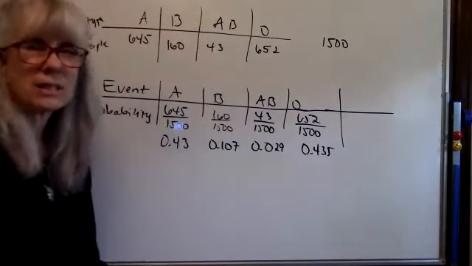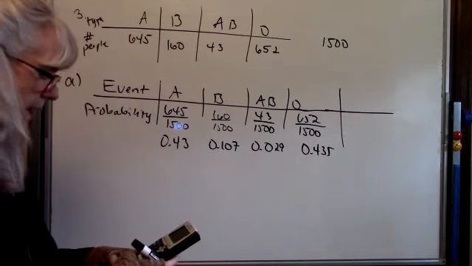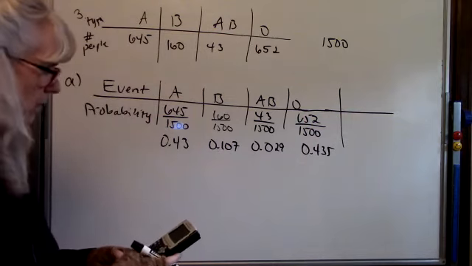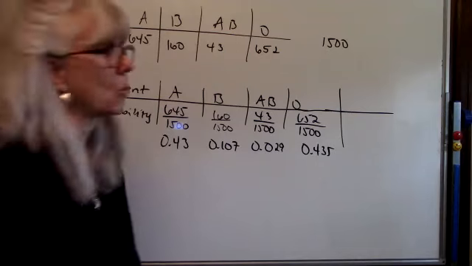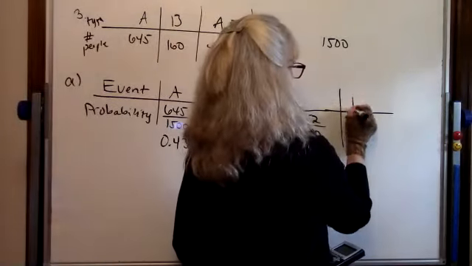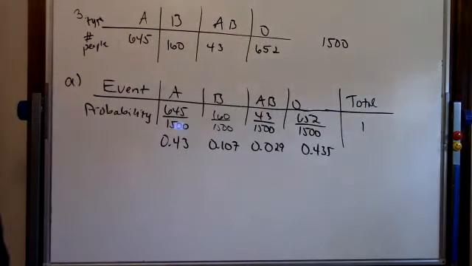Now, because we did some rounding along the way, it will be close to 1. So 0.107. I'm going to add them as I have them on the board. 0.029, 0.435. Comes out to be 1.001. So essentially, 1. And that's how you make a probability distribution.